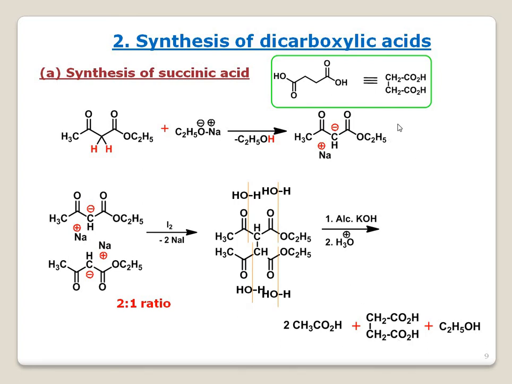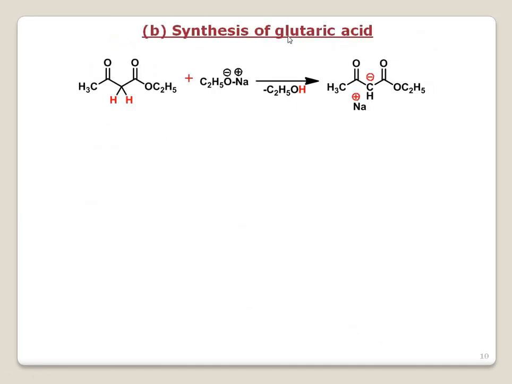Okay. Now if you want one more CH2 over here, then you have to introduce a CH2 group here, right? So accordingly you have to take a halogen compound over here. Let me show you how this is done. So the next member is glutaric acid with 5 carbons.